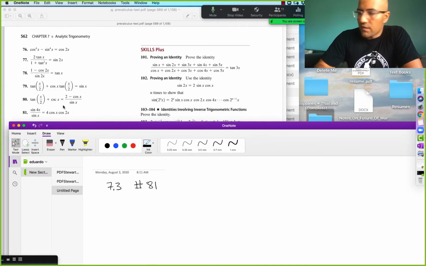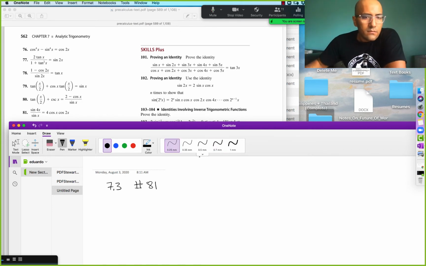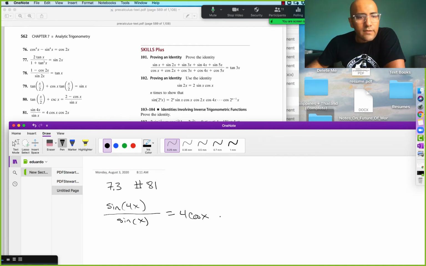So it's this one, right? Sine 4x divided by sine x. Sine 4x, so that's in the argument of the sine function, divided by the sine of x. Good. And then equals 4 cosine x, and then cosine 2x.